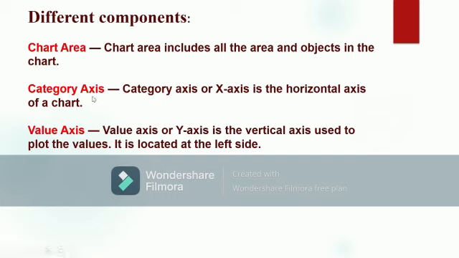Then category axis, what is that? X-axis. Okay, category axis or x-axis is the horizontal axis of a chart. Then value axis means, of course, it's the y-axis. Okay, value axis, that is called the vertical axis, used to plot the values. It is located at the left side. Okay, so don't get confused. Category axis x-axis, value axis y-axis.